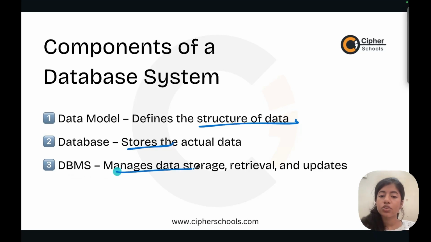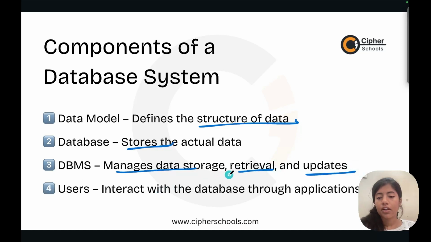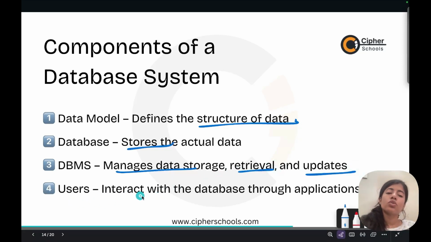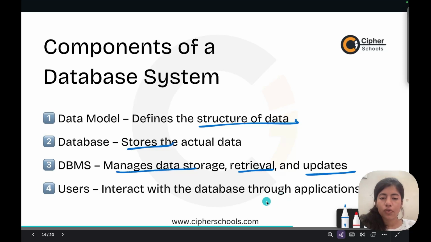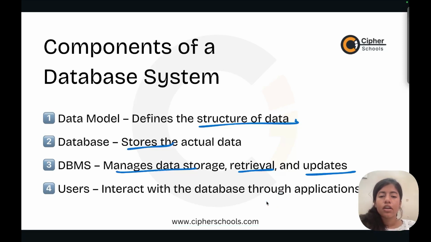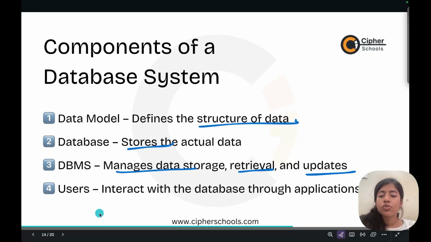The next one is the DBMS, the database management system. It manages storage, retrieval, and updates. The last one is users. Users are the people who actually interact with the database. They can interact using applications, like asking for students with a CGPA above 8 or something like that. They can ask for data, and they can write data. So users are the people who actually interact with the database.